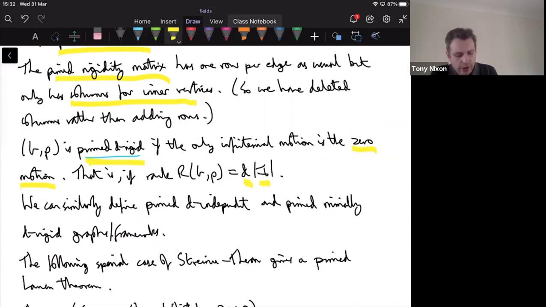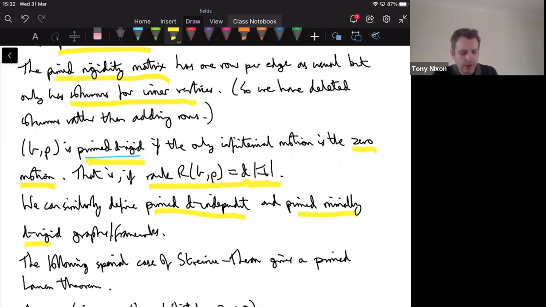So the rigidity condition infinitesimally is equivalent to the rank of this pinned rigidity matrix being equal to the number of columns, which is d times the number of inner vertices. And so we have pinned d-rigid, we can have pinned d-independent if the rows are linearly independent, and pinned minimally d-rigid if it's pinned d-independent and also pinned d-rigid. So this is just exactly as usual.